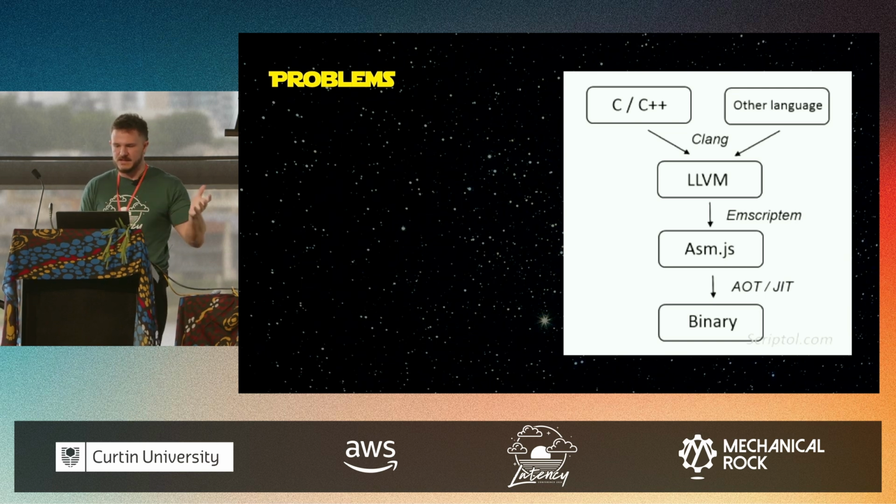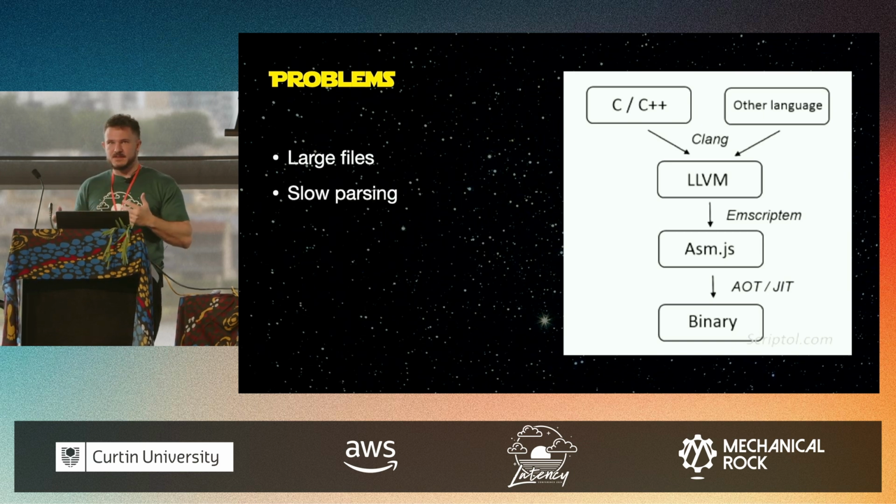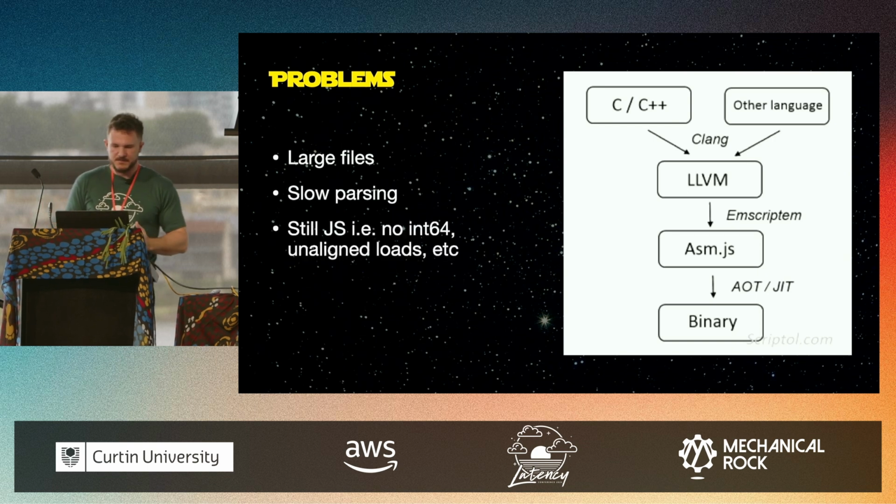They were able to take C and C++ code and compile it through LLVM into ASM.js, which was this weird dialect of JavaScript that no one would write by hand because it contained all these tricks. But it had a number of problems, and one of the biggest ones was the files were enormous once they got compiled into ASM.js. And that leads into the next problem, which is that JavaScript is relatively slow and difficult to parse based on its syntax. So large files plus slow parsing means really, really slow load times.